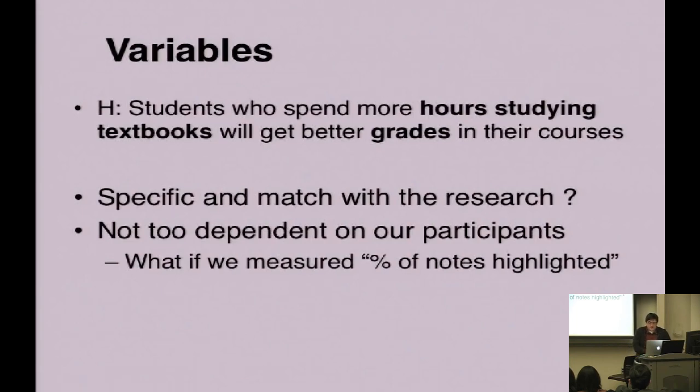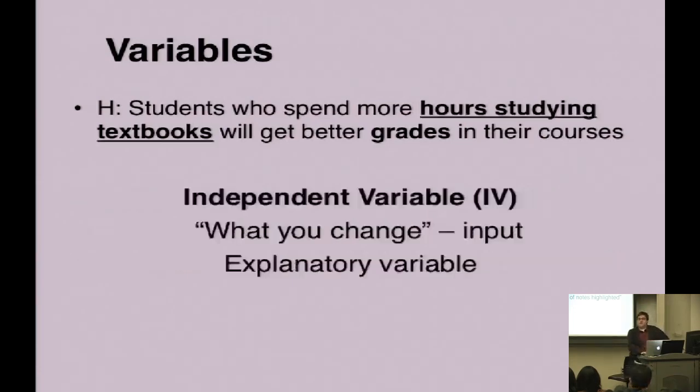And like the confluence section illustrates, we don't want them to be too dependent on our participants. Even the textbook studying example, you could argue is too dependent on participants. But for instance, percent of notes highlighted. I never highlighted notes in college. It just wasn't a strategy I used. That one's so dependent on personal ability and personal ideals that it would be a very bad variable to use. Not to say that highlighting notes is a bad thing. It's a good thing. I just didn't do it, and some other people don't.